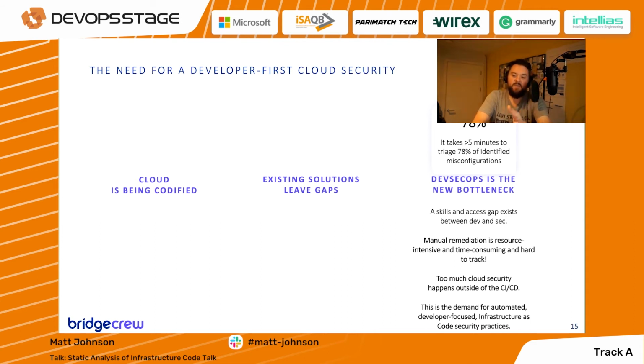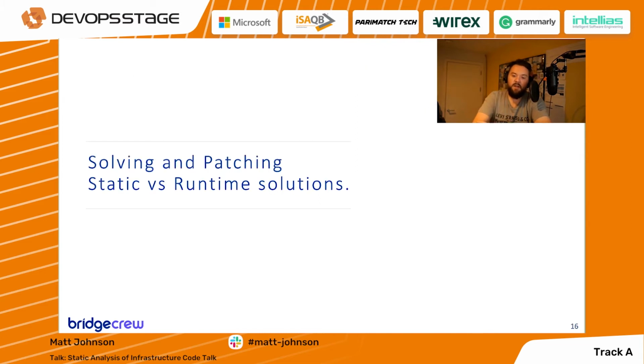There's this skills gap between dev and sec. The tooling is different between dev and sec. Manual remediation is resource intensive and just doesn't scale to the level of deployments and the automation we're now trying to push for in development teams. So too much of the cloud security happens outside of CI/CD. And so that's what we need to do. We need to bring infrastructure as code security practices into the developer's eye line.